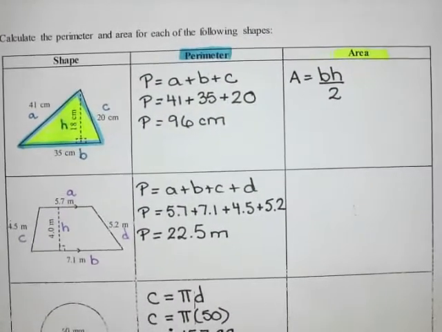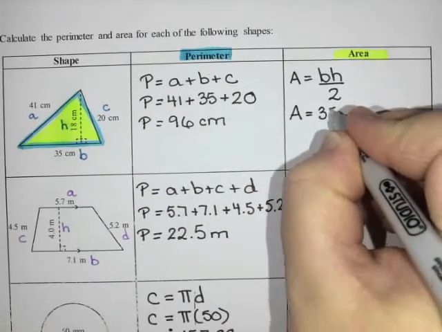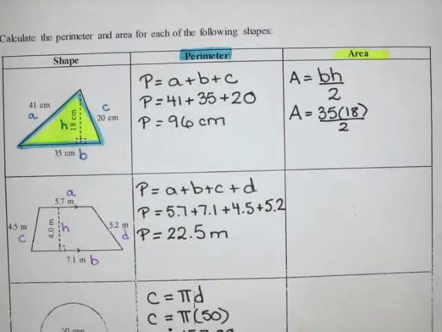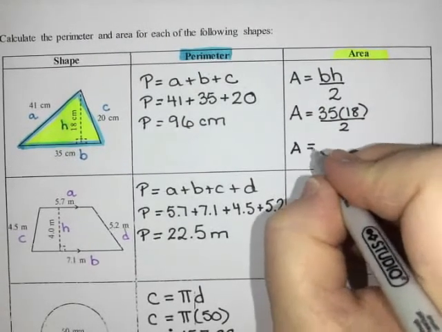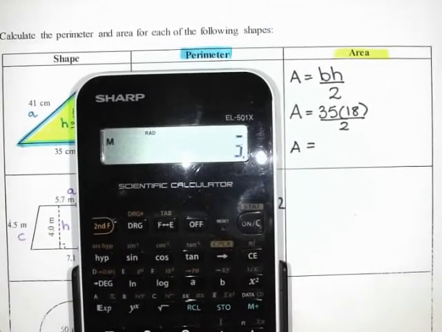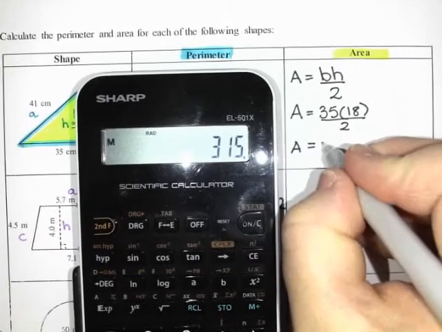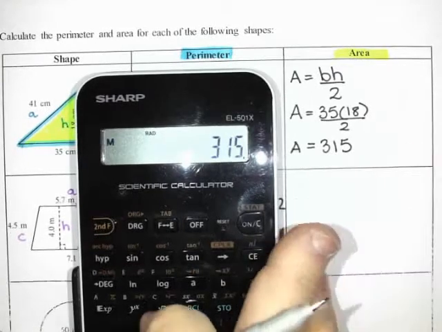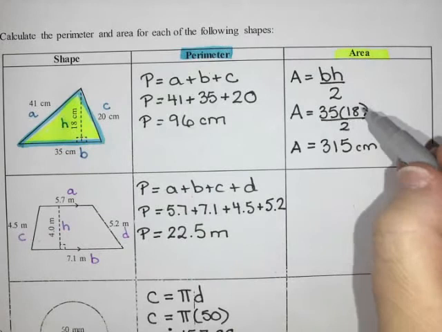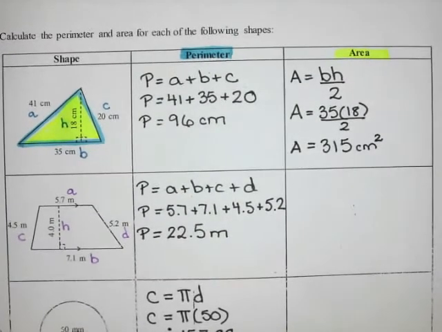So I know from my labeling that the base is 35, so my area is 35 times my height, which is 18, and then divided by 2. So my area is going to equal, and I'm just going to do that in one step on my calculator. So 35 times 18 divided by 2. And I get 315. Now this was in centimeters. And because I multiplied centimeters times centimeters, I actually get centimeters squared.